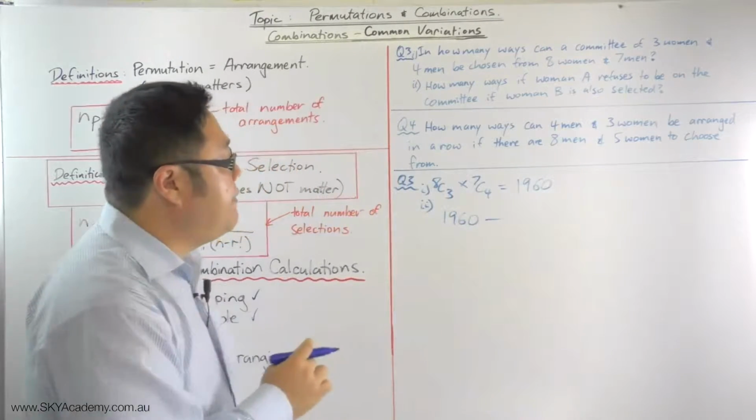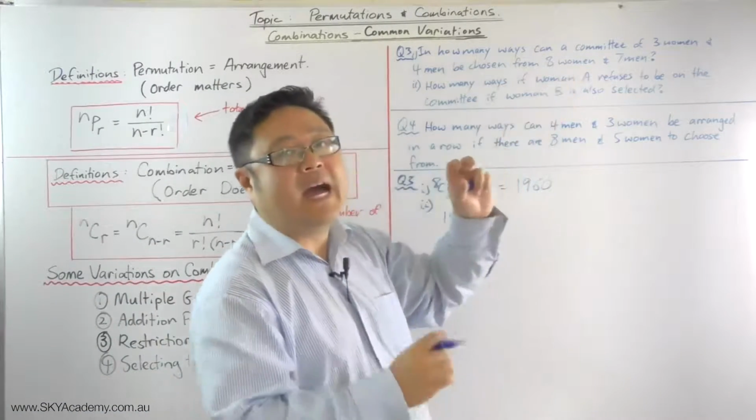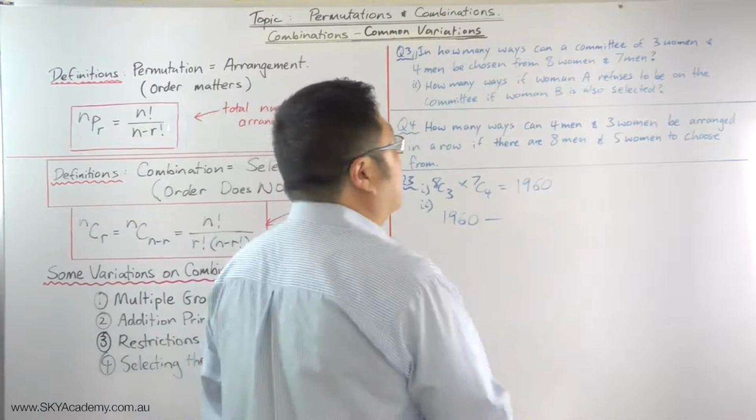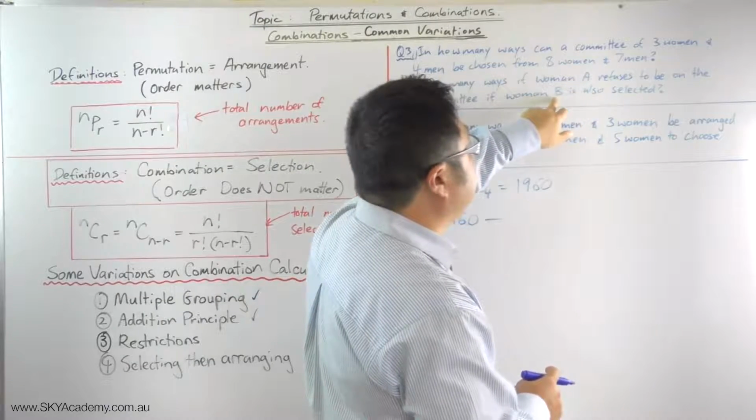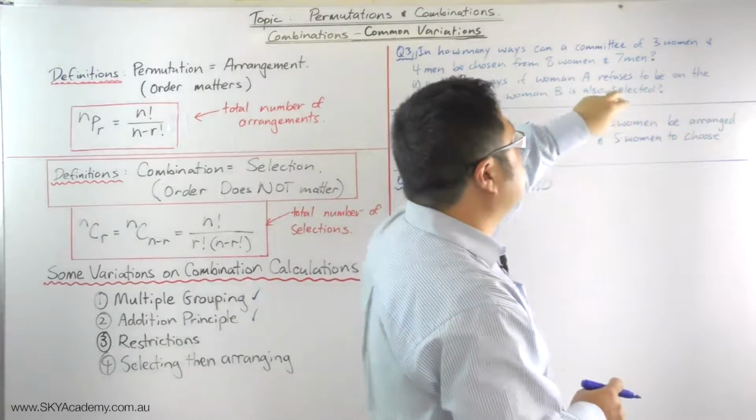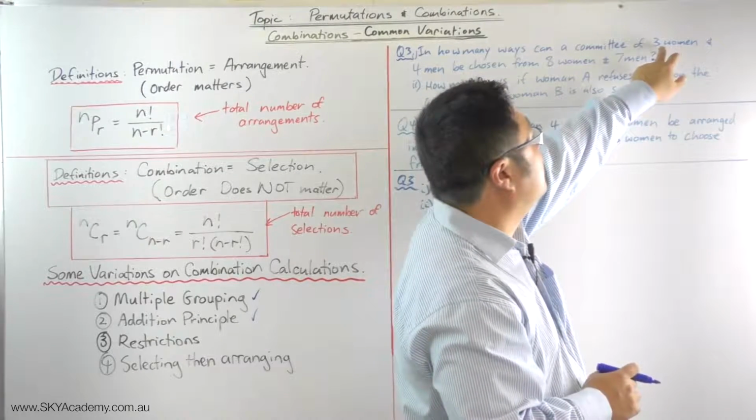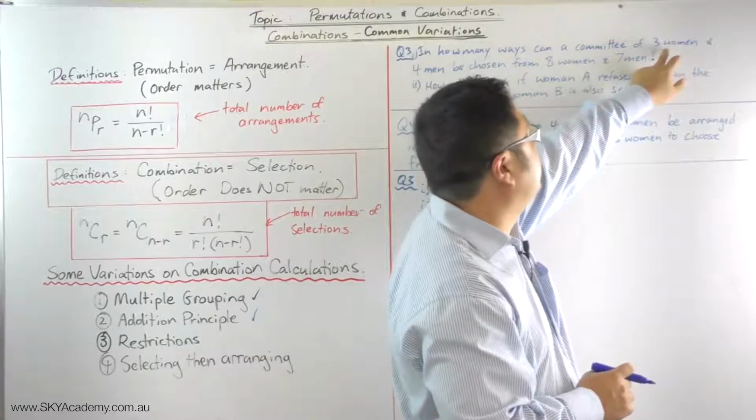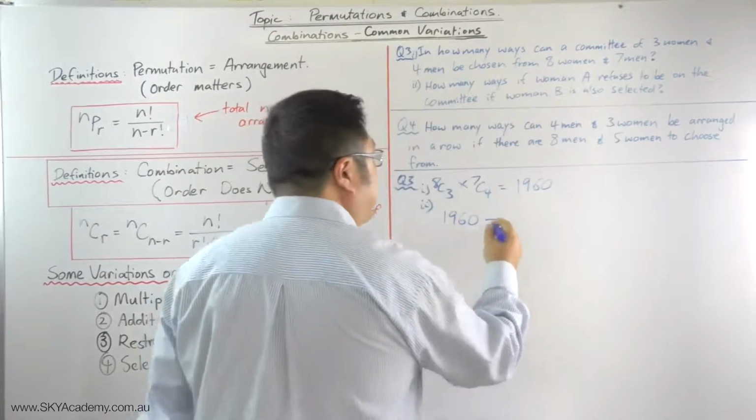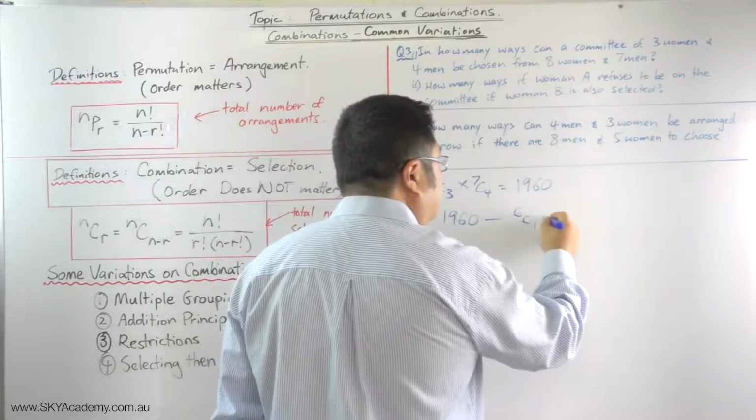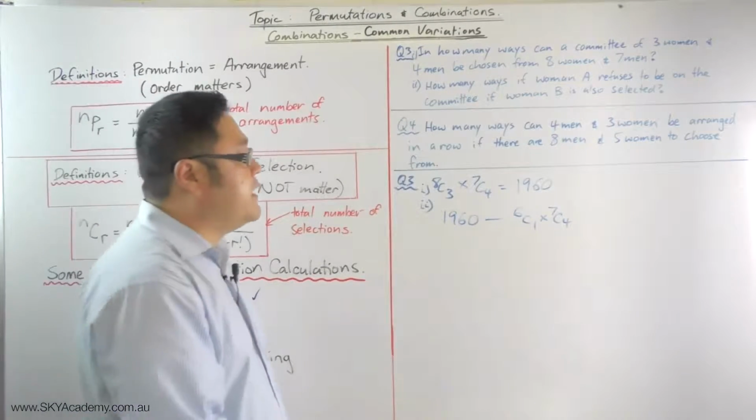minus the number of ways you can choose the committee so that A and B are in the committee together. Well, here A is a woman and B is a woman. So if A and B must be on the committee, then you're basically choosing 1 extra woman from the other 6 women. So it's 6 choose 1 times 7 choose 4. Got it?